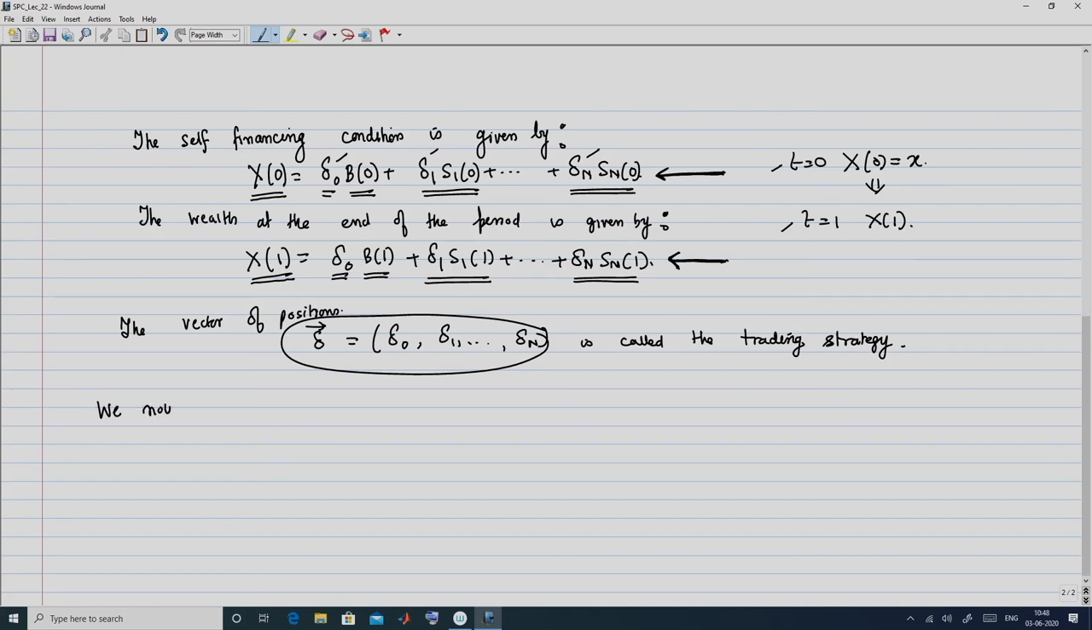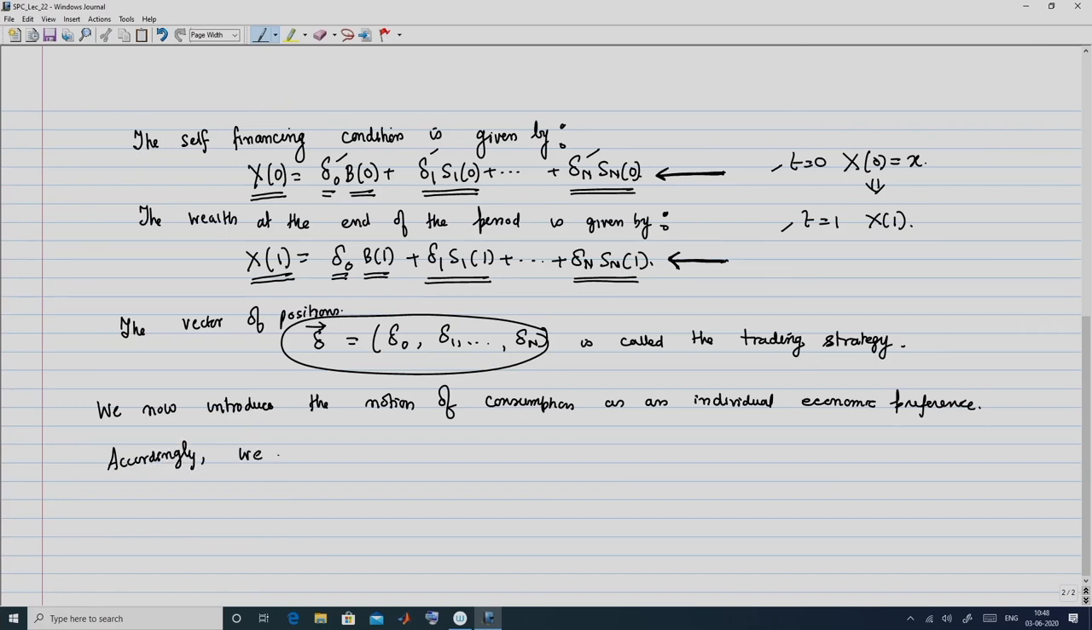So what we do now is we introduce the notion of consumption as an individual economic preference. So accordingly, as a result of the introduction of the concept of consumption, we revisit the wealth equations to account for, or incorporate, the consumption.